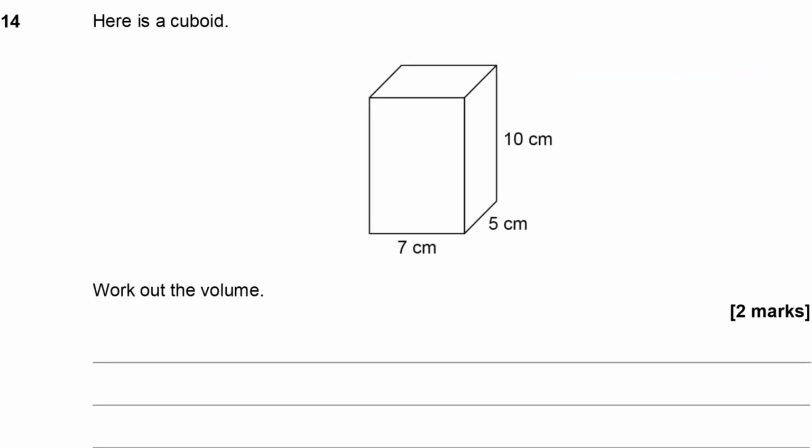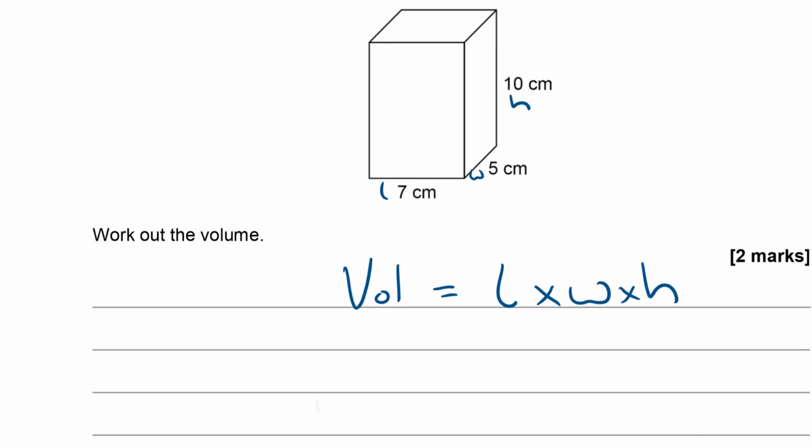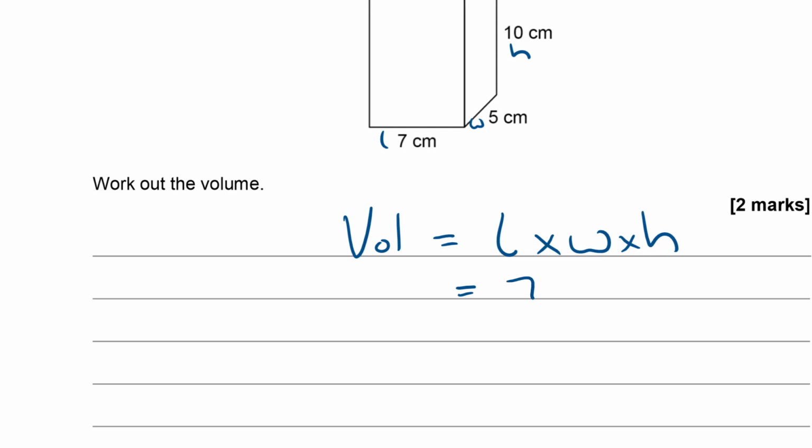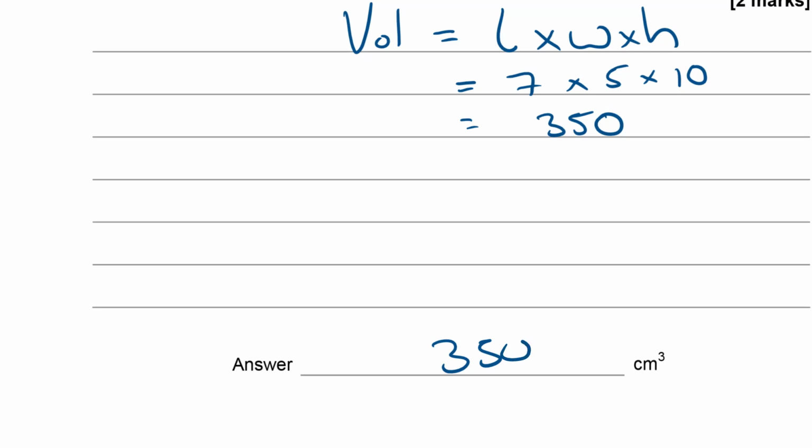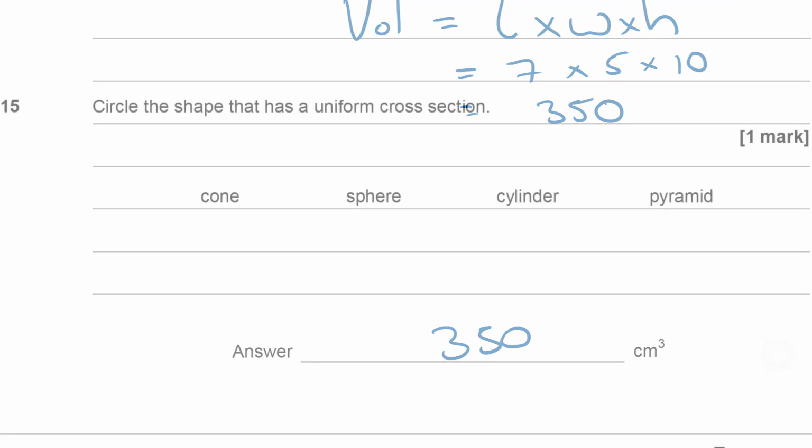Question 14. Here is a cuboid. Work out its volume. So the volume of a cuboid is just length times width times height. So my length is 7, my width is 5, and my height is 10. So just need to multiply those numbers together. 7 times 5 times 10. Now 7 times 5 is 35, and 35 times 10 is 350. So my answer is going to be 350 cubic centimeters.